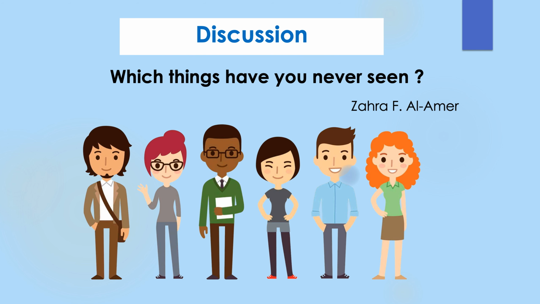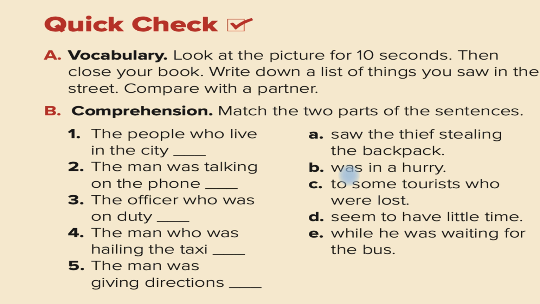Okay. So if you have an answer to any of these questions, you are welcome to leave them in the comment box below. Now let's move on to the quick check. A, vocabulary. You are supposed to look at the picture for 10 seconds, then close your book, write down a list of things you saw in the street, and compare with a partner.